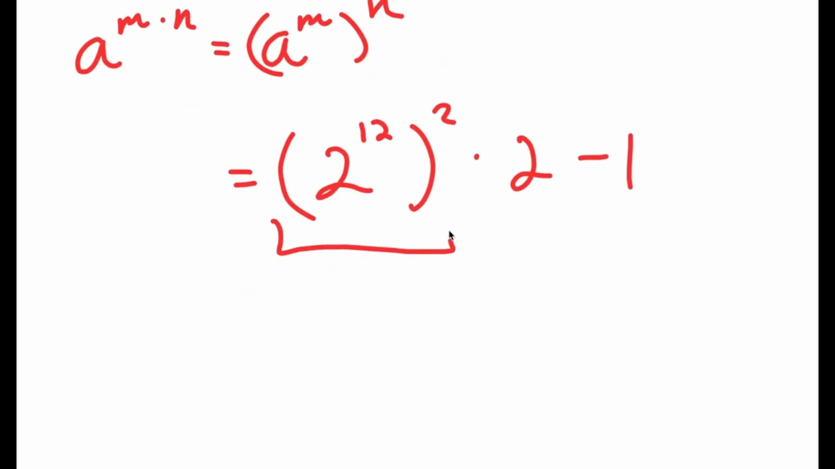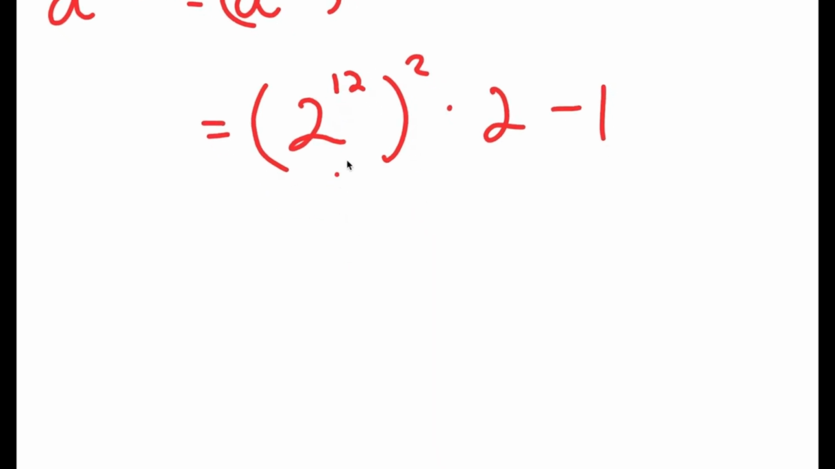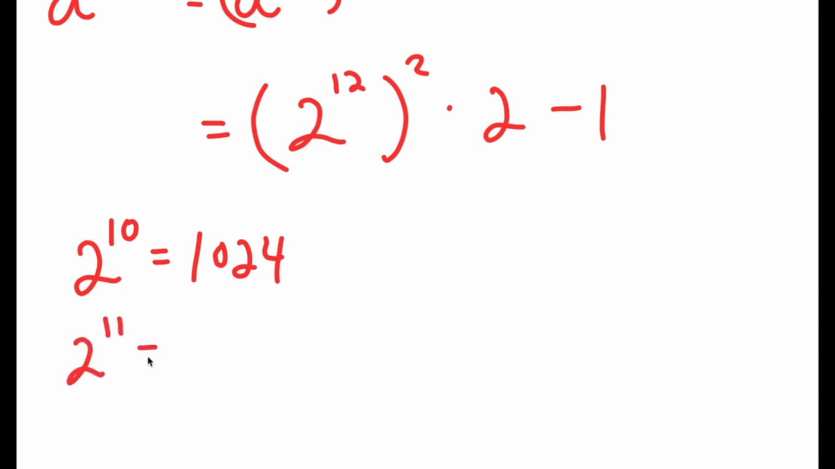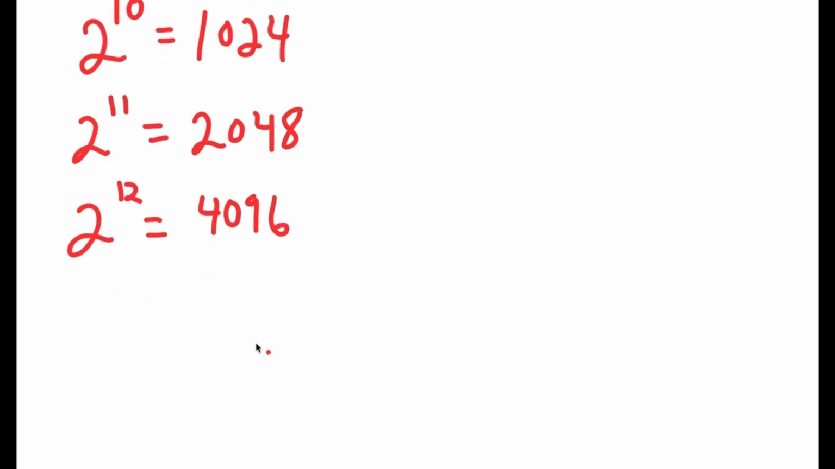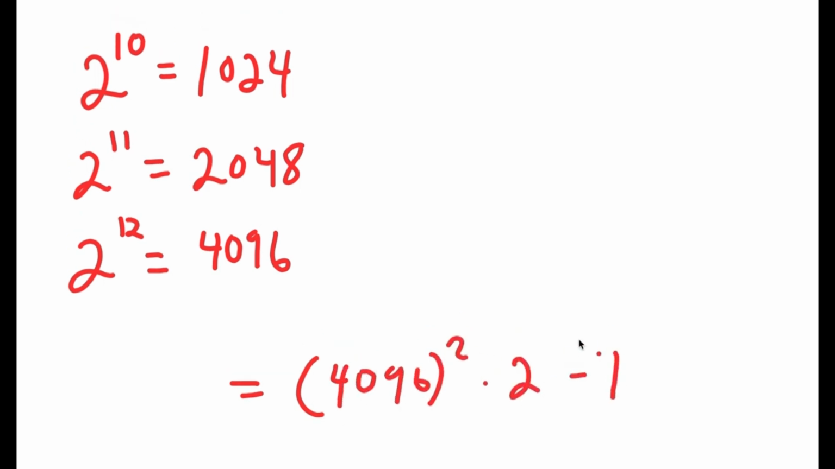So now I'm actually going to plug in the actual value of 2 to the power of 12 because 2 to the power of 12 is small enough where we know the exact value of it. So if you guys don't know what 2 to the power of 12 is, well, 2 to the power of 10, you should always remember this as 1024. So 2 to the power of 11 is going to be double of 1024, which is 2048. And 2 to the power of 12, which is the value we're looking for, is going to be double of 2048, which is 4096. So now I get 4096 squared times 2 minus 1.